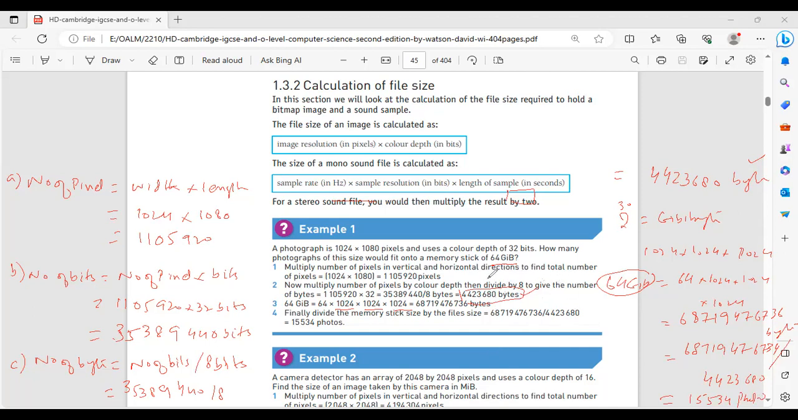So you have to find out 64 GB in bytes. If you want to go into GB, you have to multiply by 1024, 1024, 1024 three times, or you can get it by using 2 power 30.